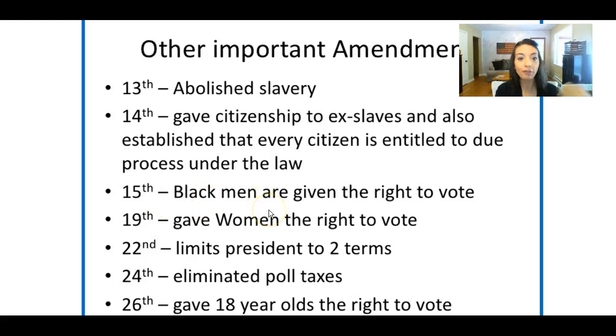vote, okay? Then we fast forward in the 1920s, the 19th Amendment gave women the right to vote. The 22nd Amendment limits the president to 2 terms. One of our presidents, FDR, Franklin Delano Roosevelt, actually served 4 terms. The 24th eliminated poll taxes, and we got to talk about what a poll tax is this semester. And the 26th comes about during the Vietnam War, and it gave 18-year-olds the right to vote. So these are big amendments, important ones in the history of the United States.